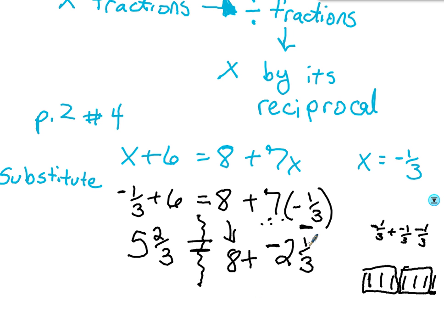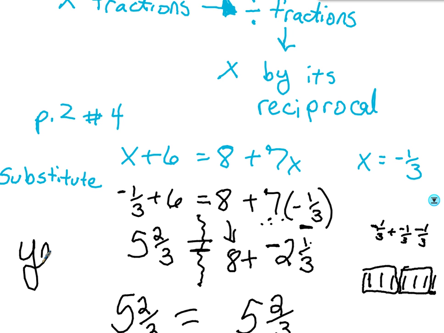Alright, so let's see. If I got this third, I need 2 more thirds to go with it, right? That'll give me a whole. So that'll be 3. The difference between 3 and 8 is 5. So you need 5 to get up to the 8. And those are equal to each other. So yes, it is a solution.